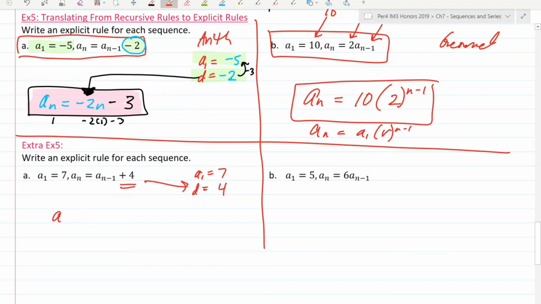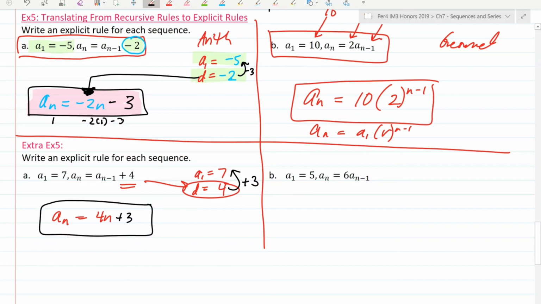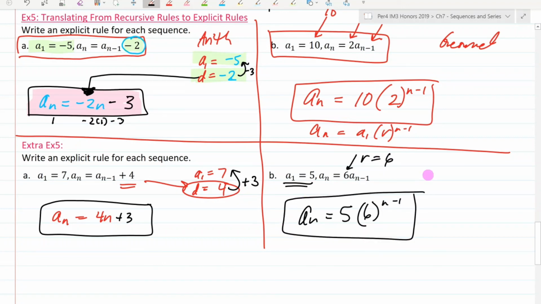All right, so we have an is equal to 4n. In order to get from 4 to 7, we add 3. That's your answer. For the next one, we have a1 times r to the n minus 1. And that's it.